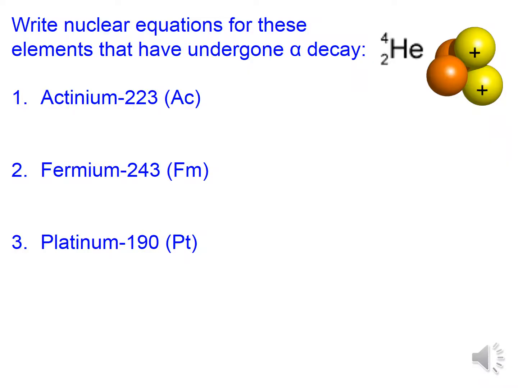So here's some tasks for us to have a look at, to write the nuclear equations for these elements that have undergone decay. So we've got actinium 223, fermium 243 and platinum 190. We always refer to these things by their mass number. So this is the isotope of actinium, the 223 mass number version of it.